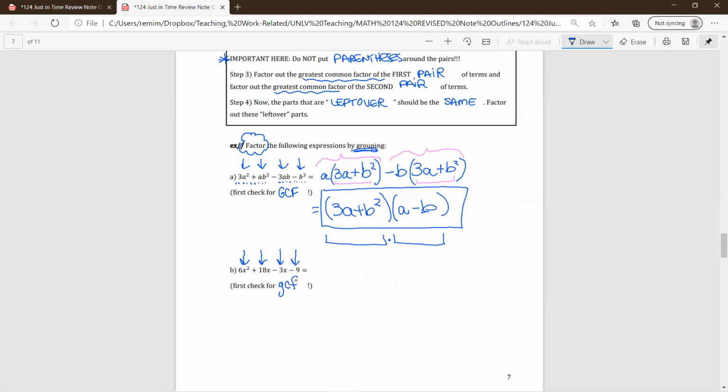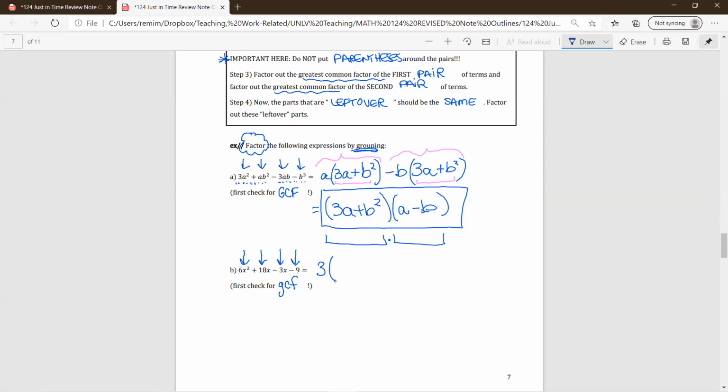Do they have anything in common? All 4 of them. They don't have a variable part in common, but they do all, the 6, the 18, the -3, the -9, those are coefficients. They're all divisible by 3. So that's the GCF. So I'm going to pull the 3 out of each of the 4 terms, and we're going to write what's left over.